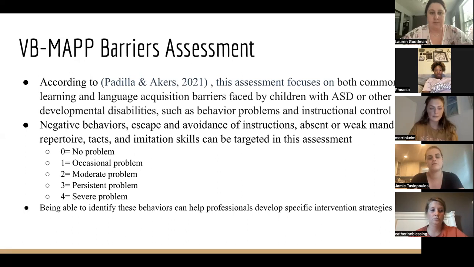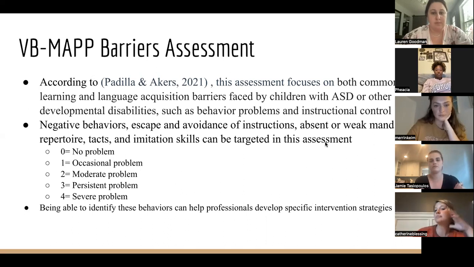The VB-MAP barriers assessment, according to Padilla and Akers 2021, focuses on both common learning and language acquisition barriers faced by children with ASD or other developmental disabilities, such as behavior problems and instructional control. Negative behaviors, escape and avoidance of instructions, absent or weak mand repertoire, tact, and imitation skills can be targeted in this assessment. There are 5 levels to the Likert scale: 0, no problem; 1, occasional problem; 2, moderate problem; 3, persistent problem; and 4, severe problem. Being able to identify these behaviors can help professionals develop specific intervention strategies.